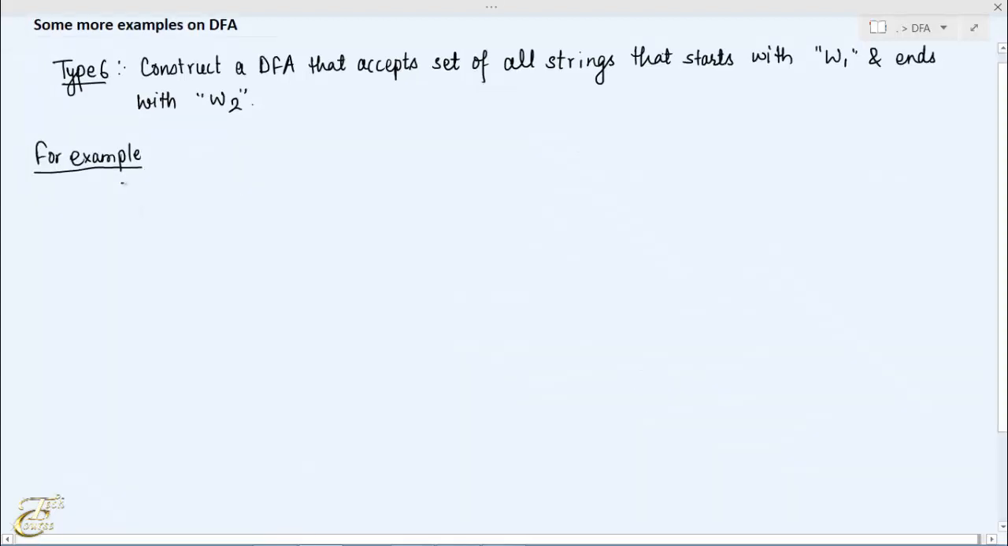Let's see one more example of type 6 where W1 equals AB and W2 equals BA. That means we have to construct a DFA that accepts the set of all strings that starts with AB and ends with BA. For this, first we have to find the basic string that belongs to this language. The basic string that belongs to this language is of length 4, since this 2 and this 2, that is A, B, B, A. Now we represent this basic string by using the state diagram.